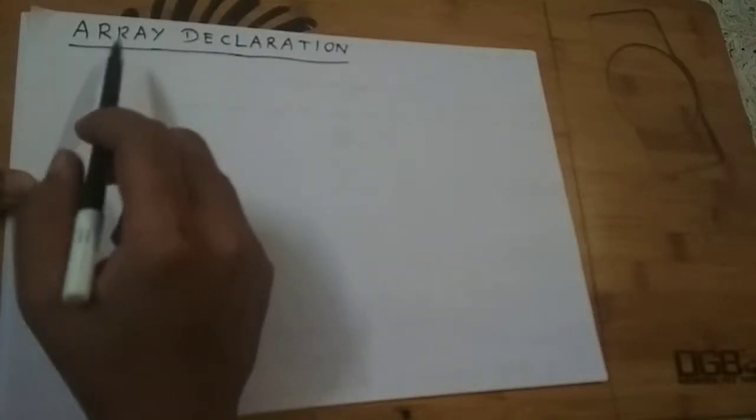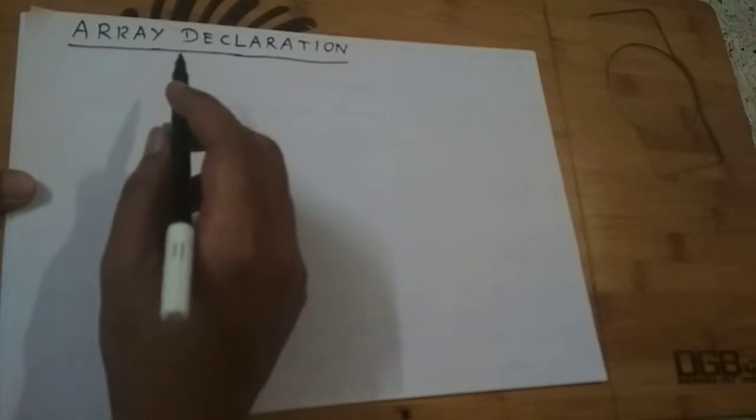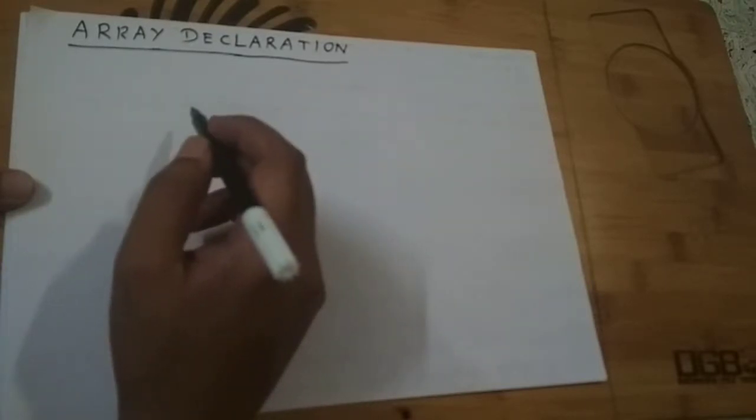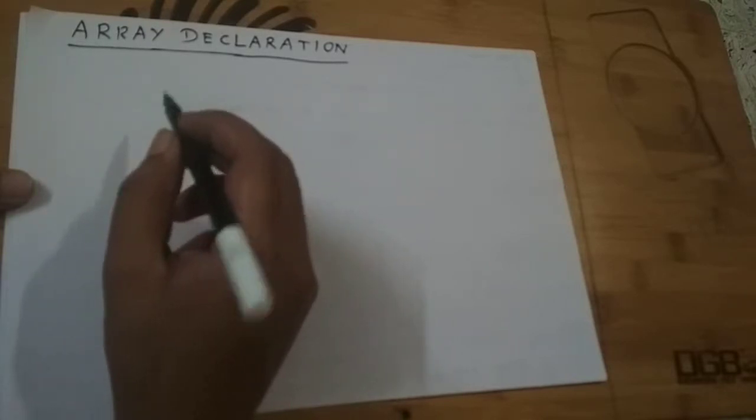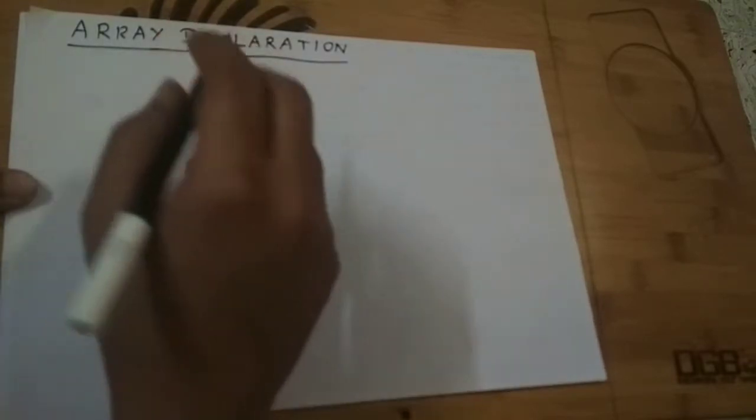In this video, we will see how an array can be declared. Before we use any programming construct, we need to declare it so that the compiler knows what to expect. For example, if you're using a variable, the first thing that you need to do is declare the variable. Similarly, if you have to use an array, the first thing that you need to do is declare the array.